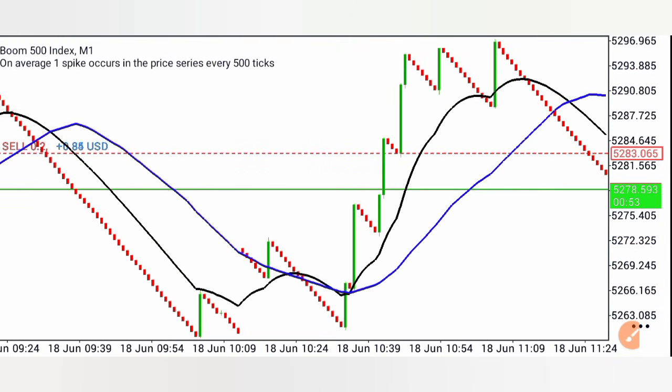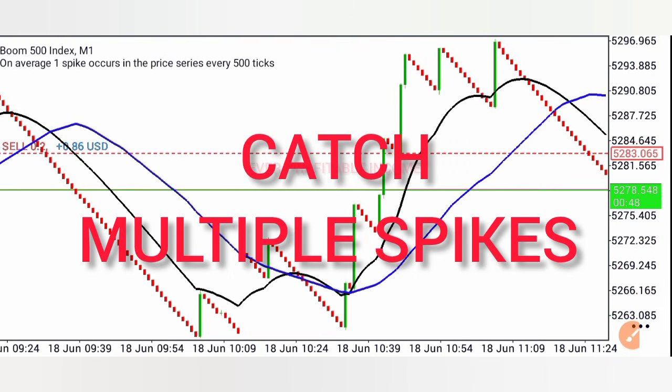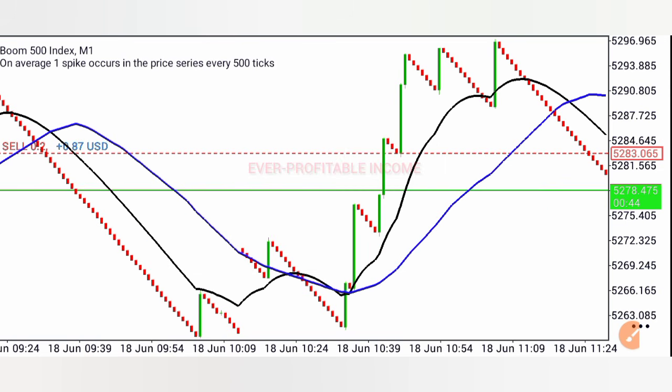Hey, stop scrolling and look at this setup right here. Can you see that you can catch multiple spikes on Boom and Crash with just a simple setup? Grab a seat and come closer. I want to show you the setup that you can use to catch multiple spikes on Boom and Crash. Let's get right into the video.